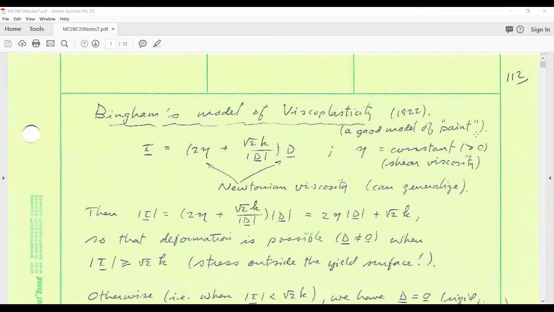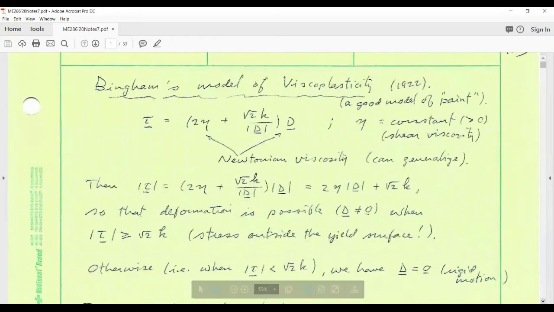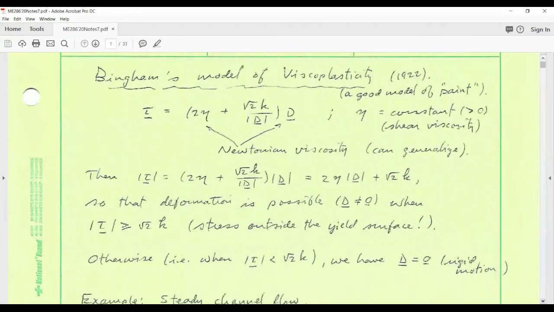You're basically scraping the paint on the wall, that is, you're shearing it, and if you don't do that, the paint will simply stick to the wall like a rigid body. To cause it to flow, you have to produce a sufficient amount of shear stress in that fluid. So this is used quite often as a model for the flow of paint, for example. But it also is a good model to accommodate viscous effects in a conventional plastic material.